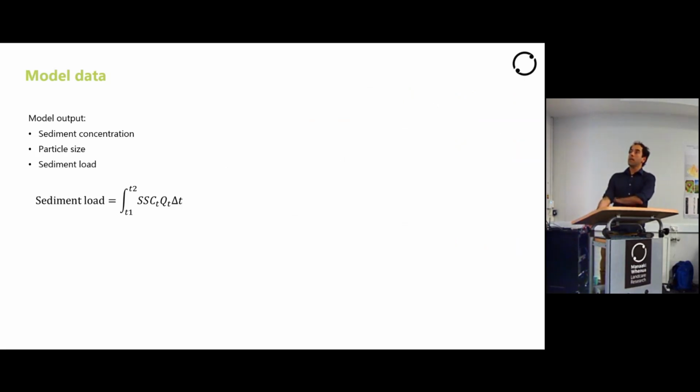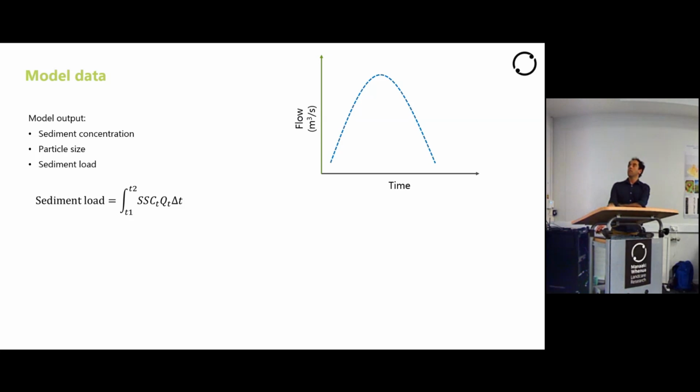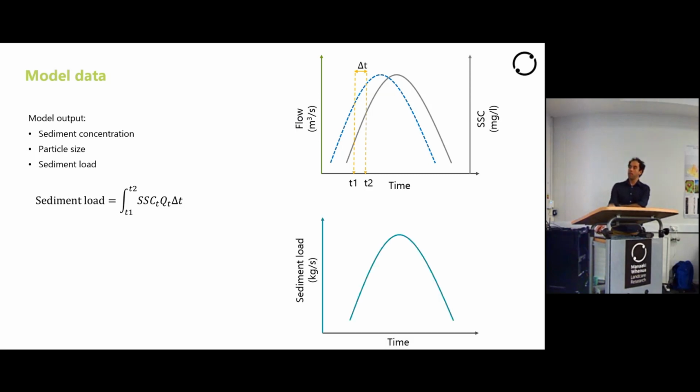In addition to that, we can calculate the load of the sediment for each event, which is basically done by multiplying flow data and sediment concentration data at each time step, and then calculating the load in kilograms per second. And if you sum them all together, you can get the event load for your calculation.